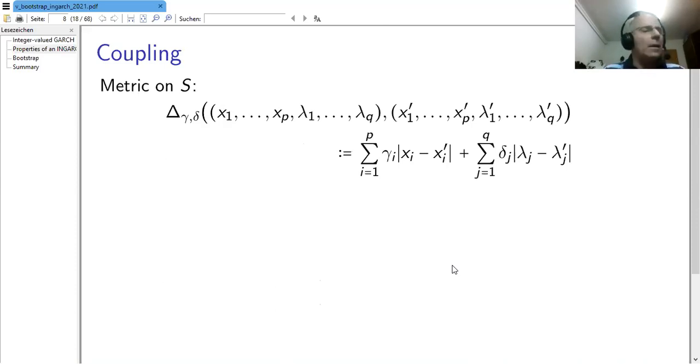So everything will be based on certain coupling ideas. And in order to describe how this coupling works, I have to introduce a metric on the state space. Here we have two members of this state space, and we measure the difference between these two members in this way. I come to the coefficients gamma_i and delta_j in a moment.